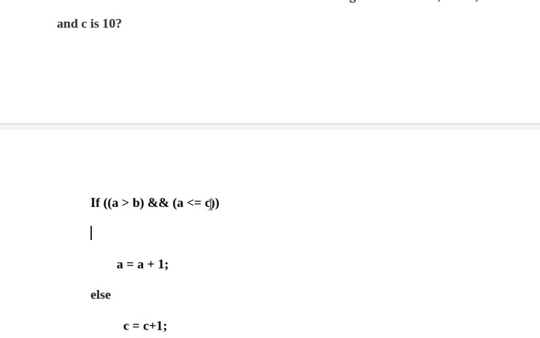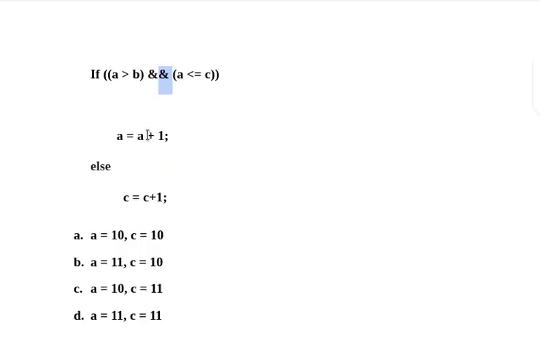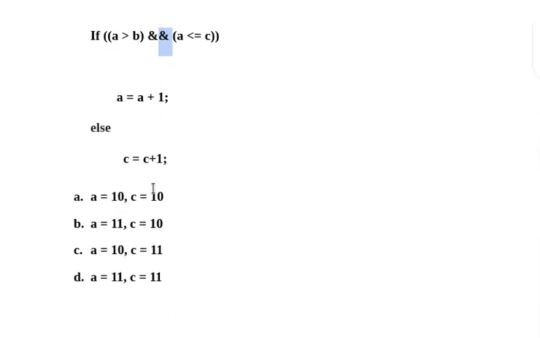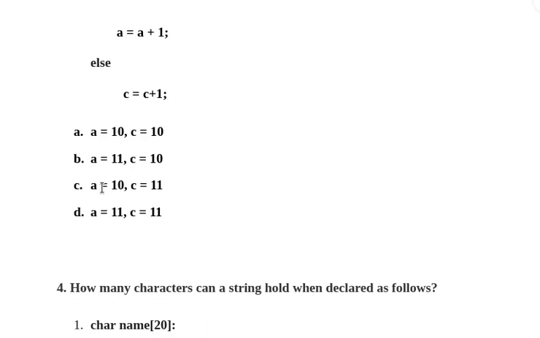As the operator is the AND operator, only if both conditions are fulfilled will it go to the body part. In this case, both conditions are true, so it will go to the body part. It will increase the value of A by 1, so now the value of A becomes 11. It will not go to the else part. So A is 11 and C is 10. So where is the option? Option B. A is 11 and C is 10.